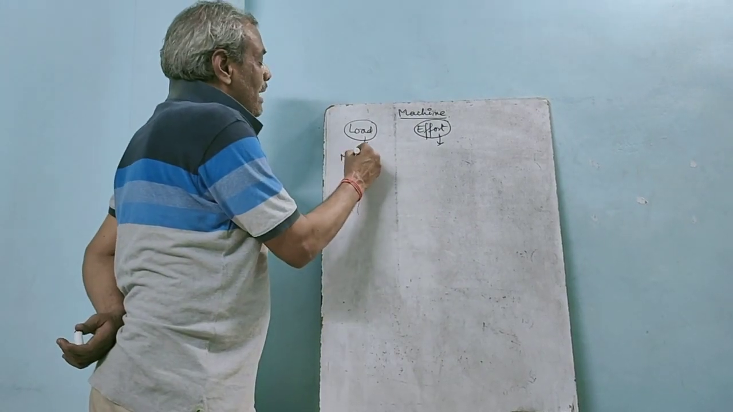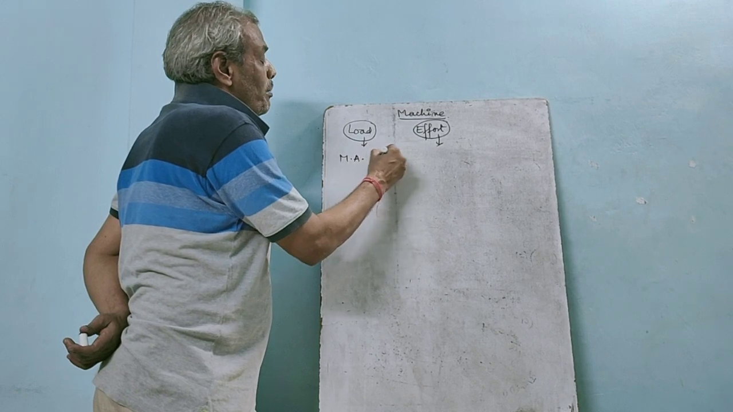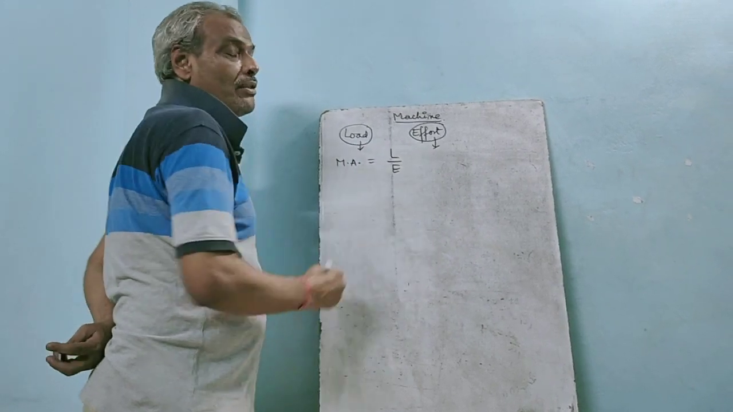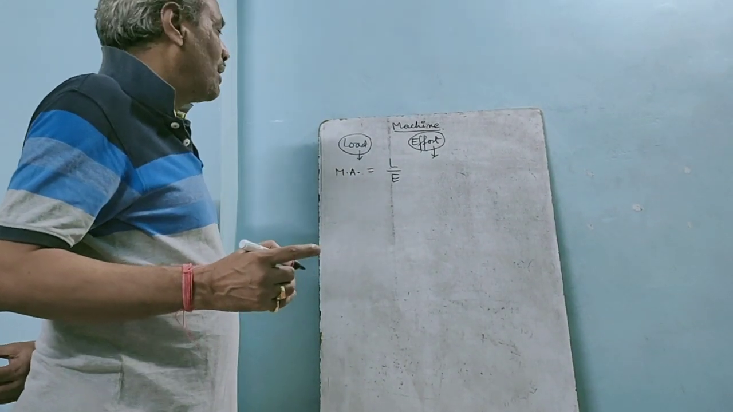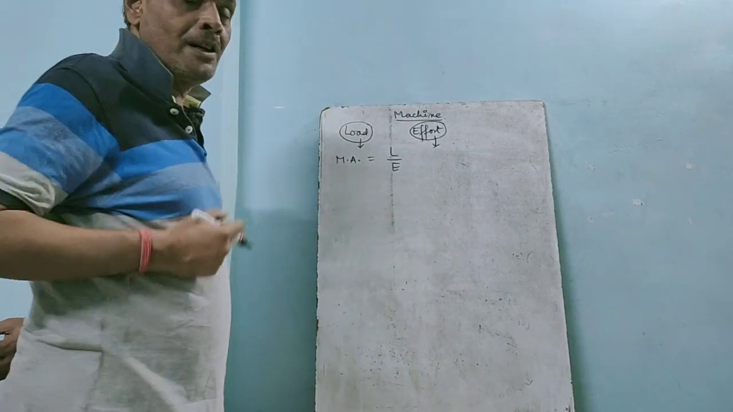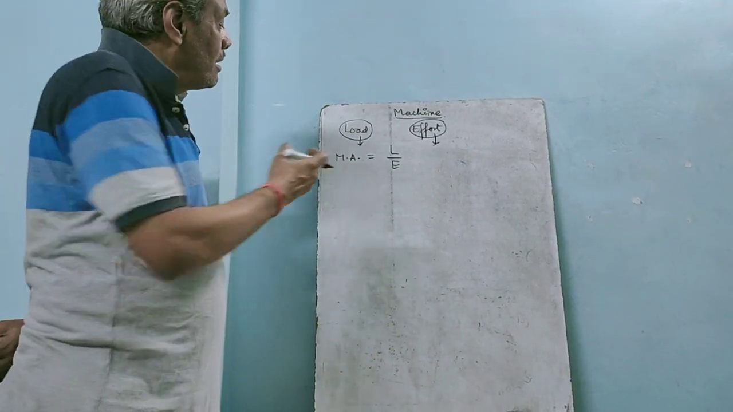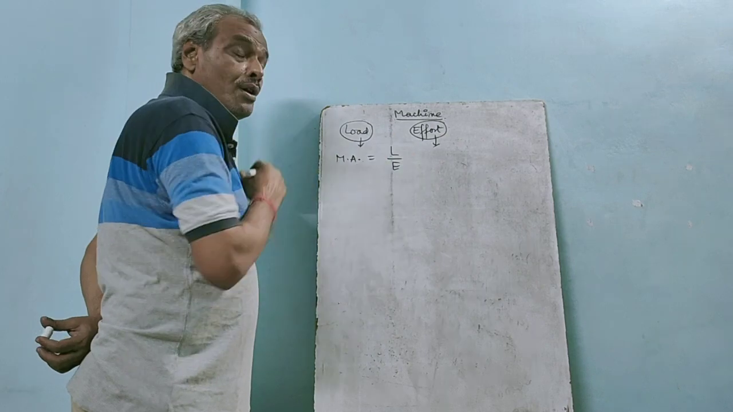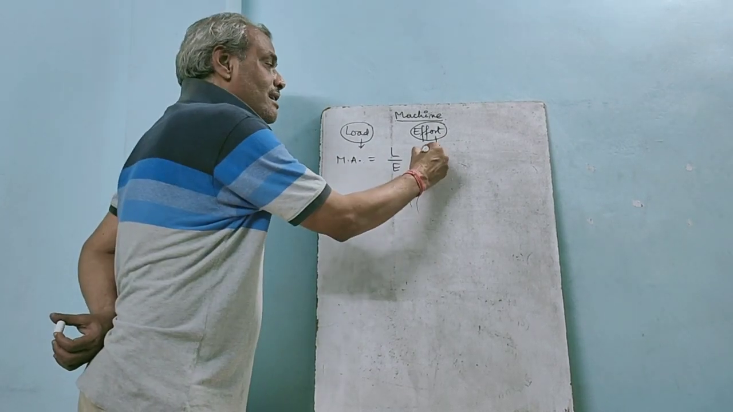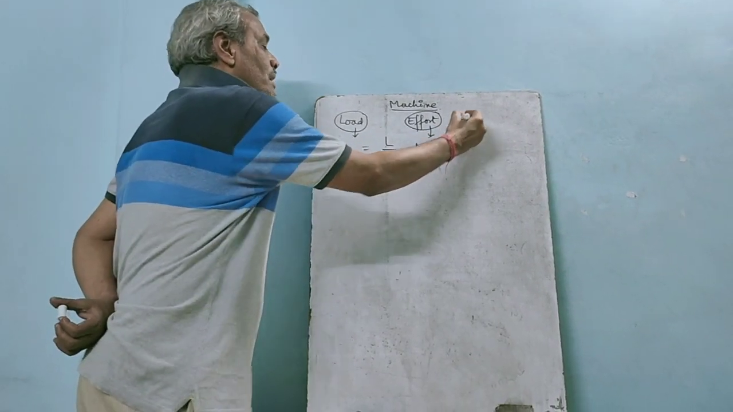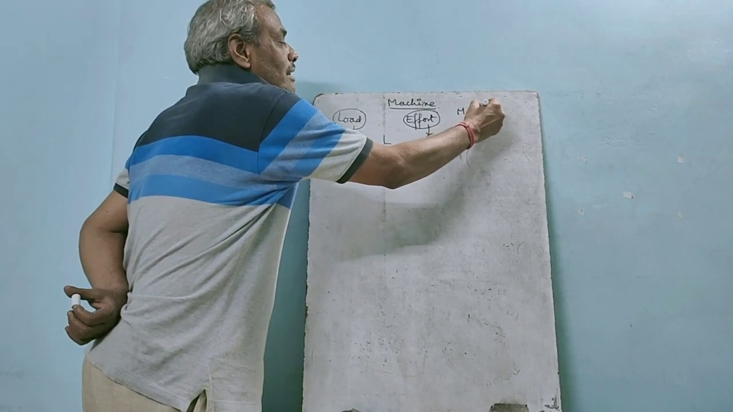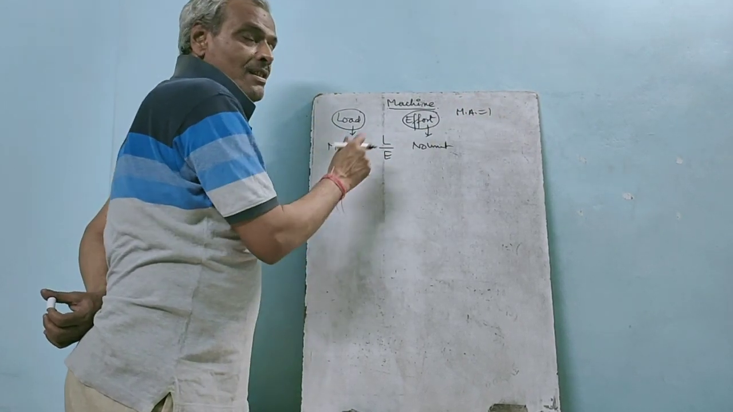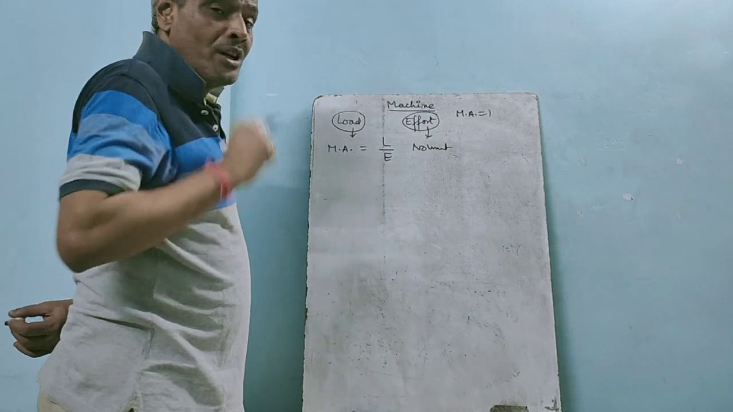And then I told you about mechanical advantage. What is the meaning of mechanical advantage? The ratio between load and effort is called mechanical advantage. Since it is the ratio between two similar physical quantities, it has no unit. And if mechanical advantage equals 1, then it means load equals effort.